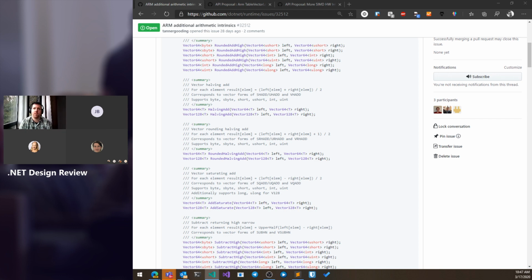Well, it just means that all of the rounding add low are grouped, distinct from the non-rounding add low, but they are still separate from the rounding add high and non-rounding add high. Yeah, in particular, in this case, we're doing an add rounding and then taking the upper half. It gets weird. This all gets very weird.